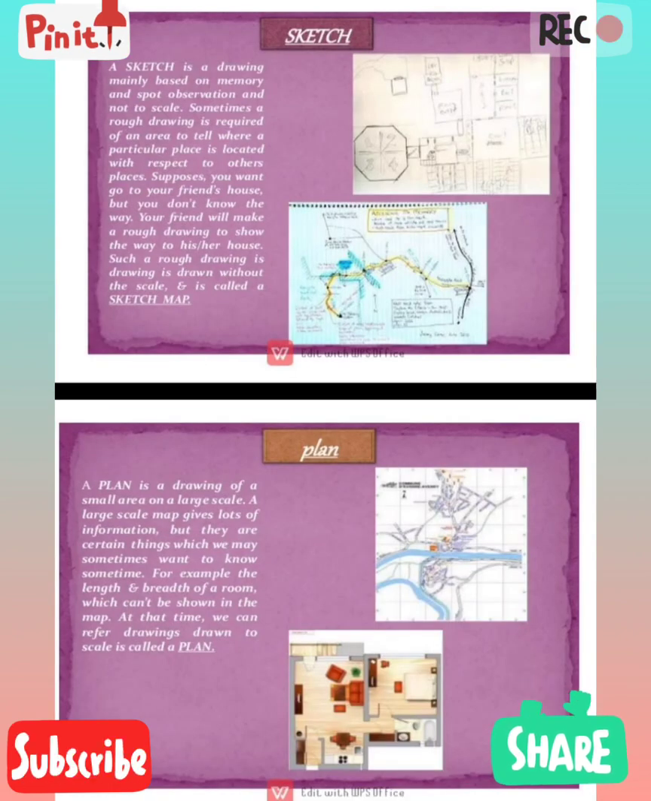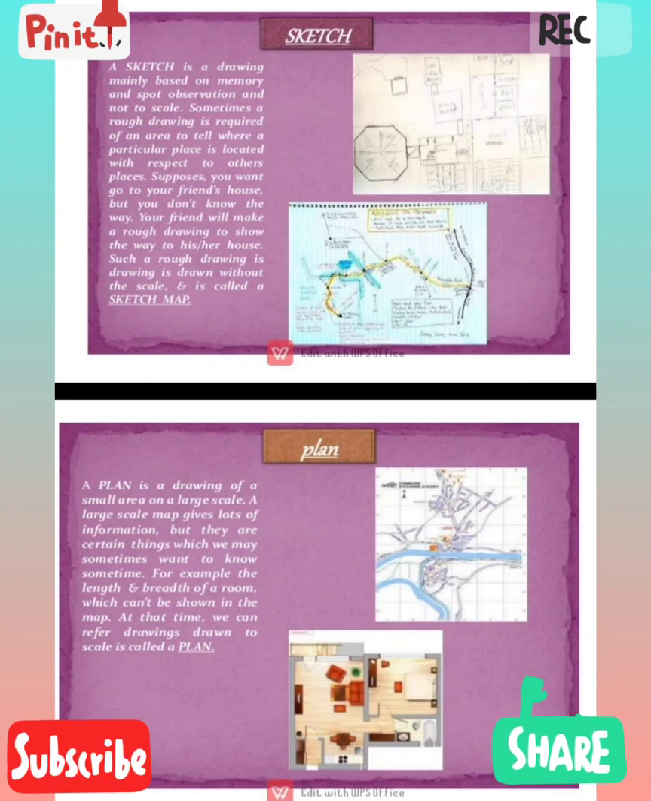Now the difference between a sketch and a plan. A sketch is a drawing mainly based on memory and spot observation and not to scale. Sometimes a rough drawing is required of an area to tell where a particular place is located with respect to other places. Suppose you want to go to a friend's house but you don't know the way. Your friend will make a rough drawing to show the way to his or her house. Such a rough drawing is drawn without scale and it is known as a sketch map.